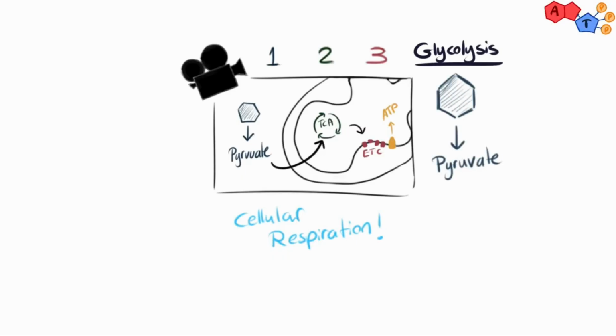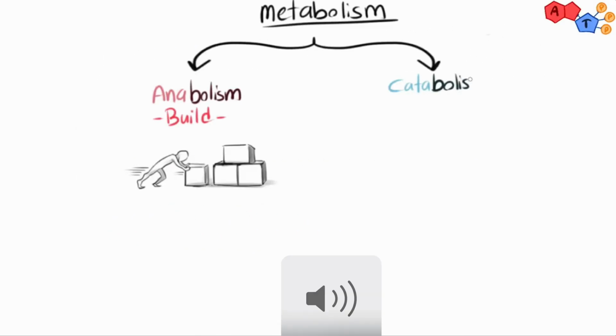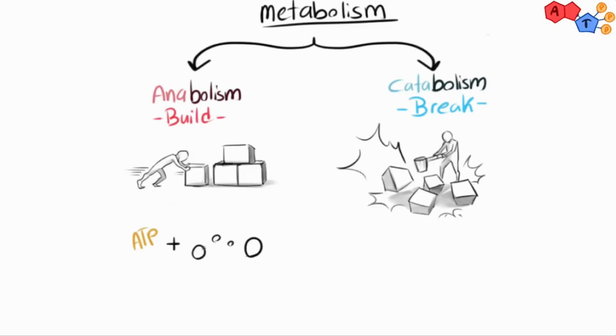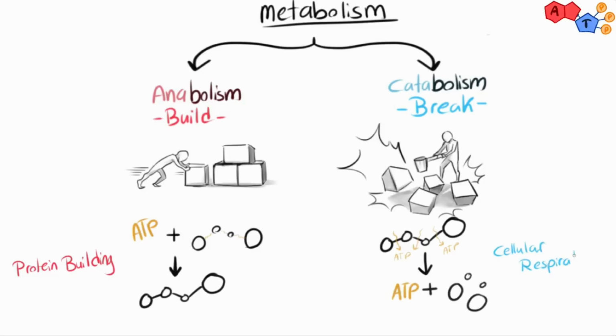Before we begin, we need to understand the two types of metabolism, anabolism and catabolism. Anabolism is the type that uses energy to construct components of cells like proteins and nucleic acids, while catabolism is the type that breaks down organic matter and usually harvests energy, for example, cellular respiration.